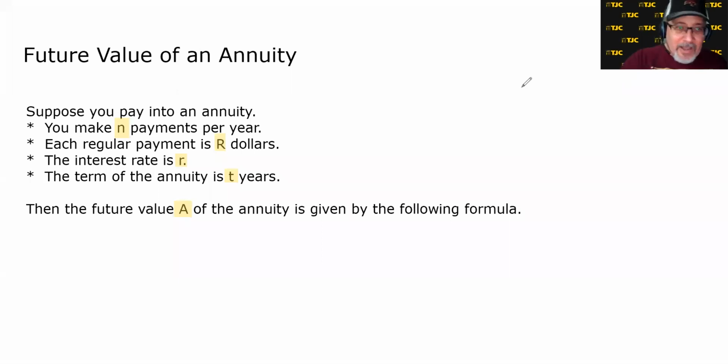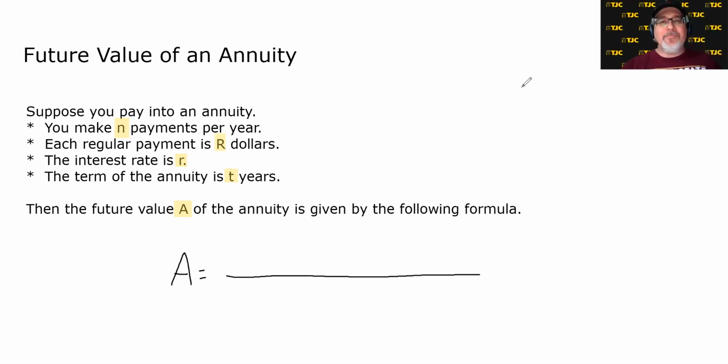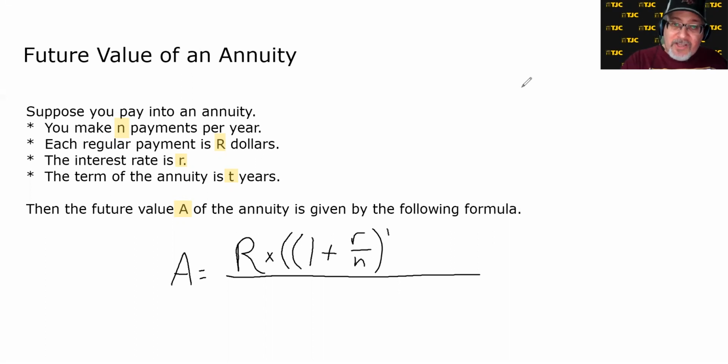To calculate the future value, it's a long fraction, so buckle up. The numerator starts with the regular payment, because you may be making payments 4 times a year, twice a year, once a year, or more often than monthly. You start with the regular payment, and then it's multiplied by 2 open parentheses. The inner parentheses looks like the compound interest formula: 1 plus r over n with an exponent of nt, because it is. But after that, there's a minus 1, and then close the parentheses.